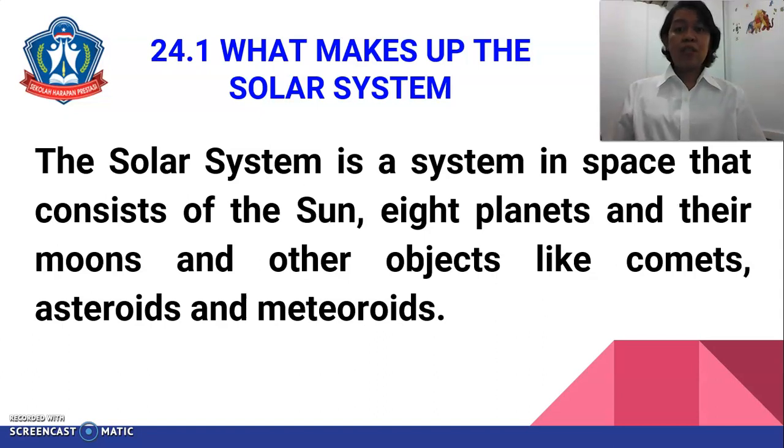To start, let's have 24.1, what makes up the solar system. The solar system is a system in space that consists of the sun, 8 planets and their moons, and other objects like comets, asteroids, and meteoroids.